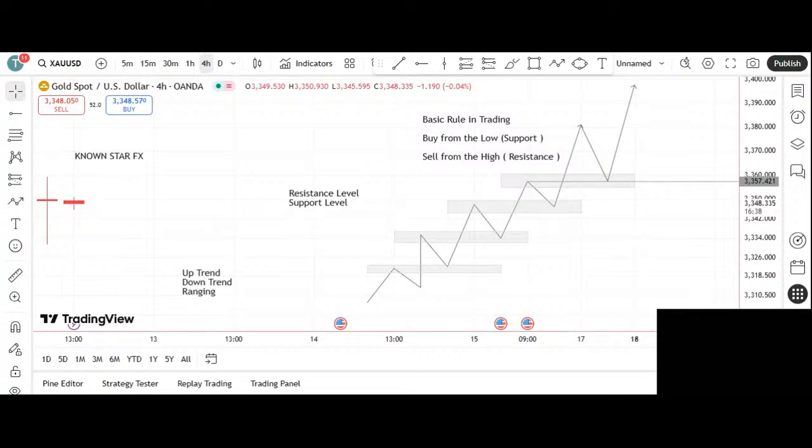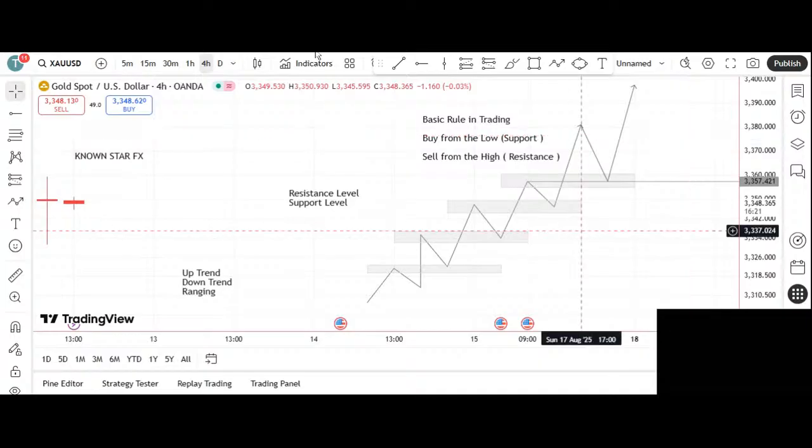I think from the support level, you don't need to think. You buy, exactly. You buy from the support. Well done. So you guys are actually following. I like that. So let's continue.